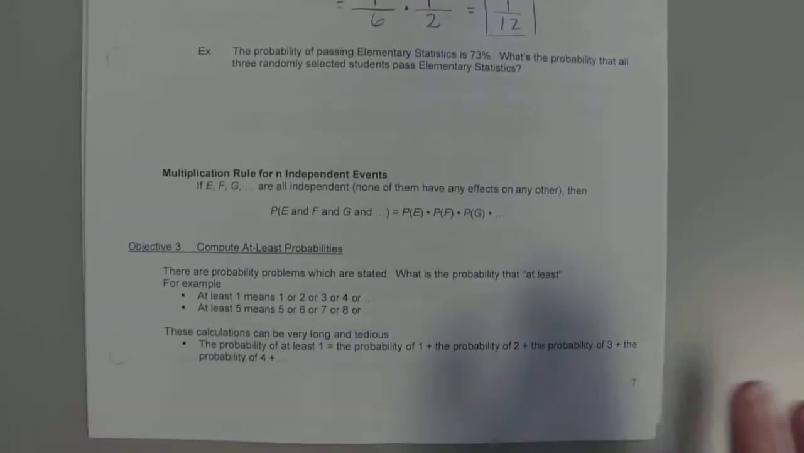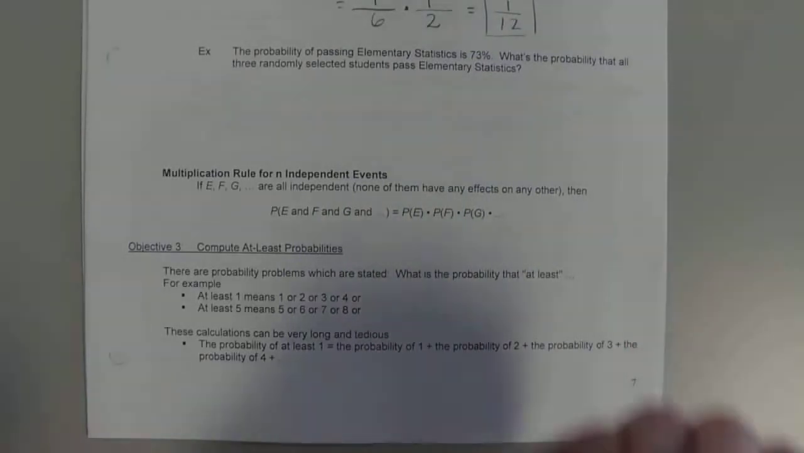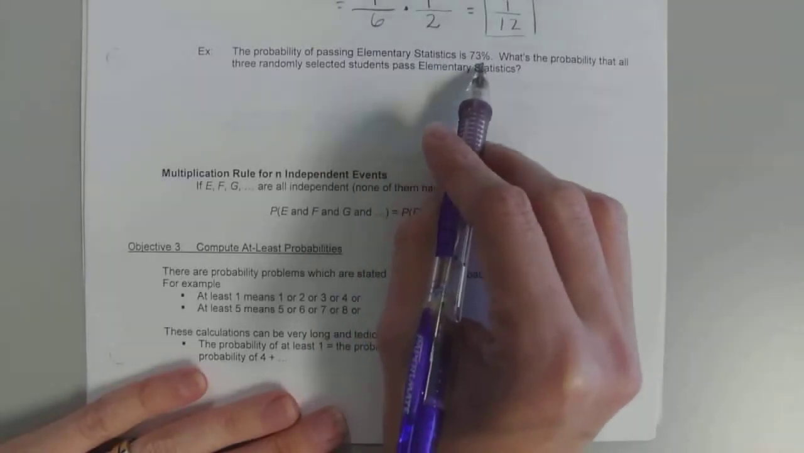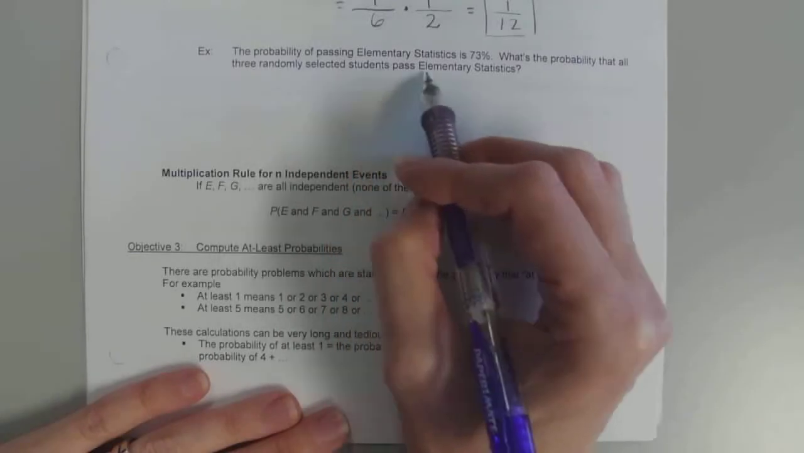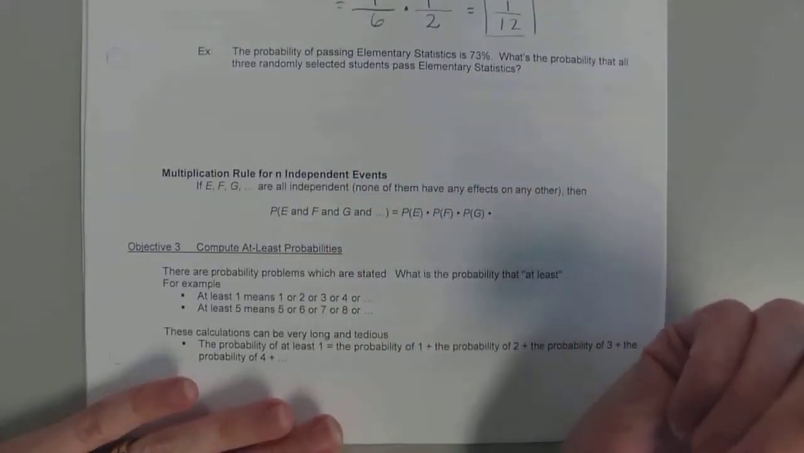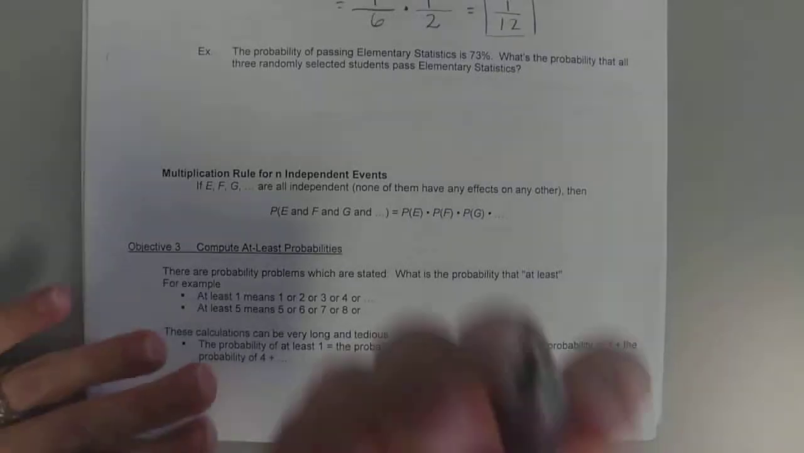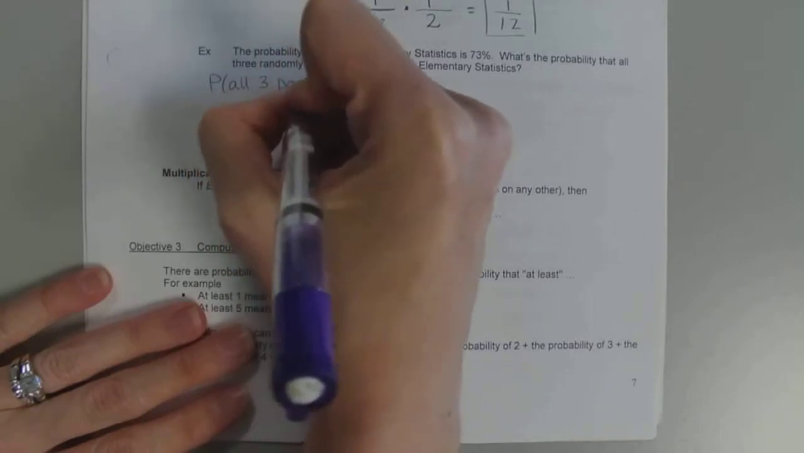This is more likely where you'll see it in my math lab or even just in real life. The probability of passing elementary statistics is 73%. What's the probability that all 3 randomly selected students pass elementary statistics? So what we have is any given student has a 73% chance of passing class, all right? If I randomly choose 3 people, what's the probability that all 3 pass? So let's write that. The probability that all 3 pass.